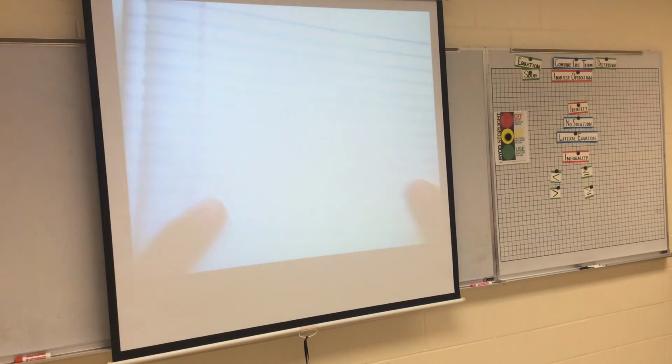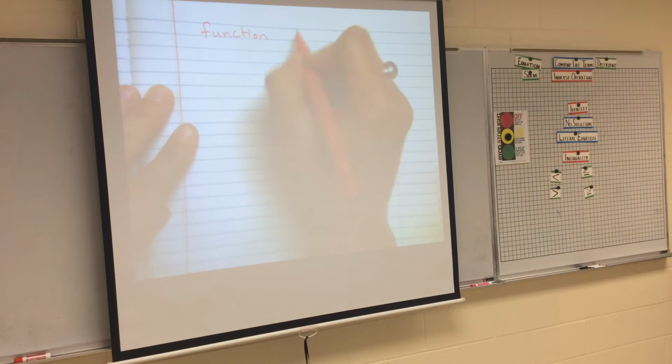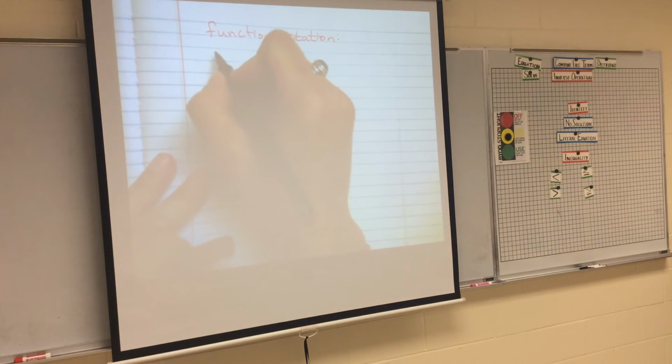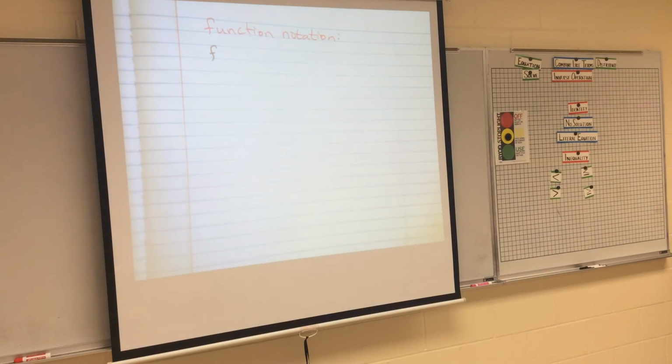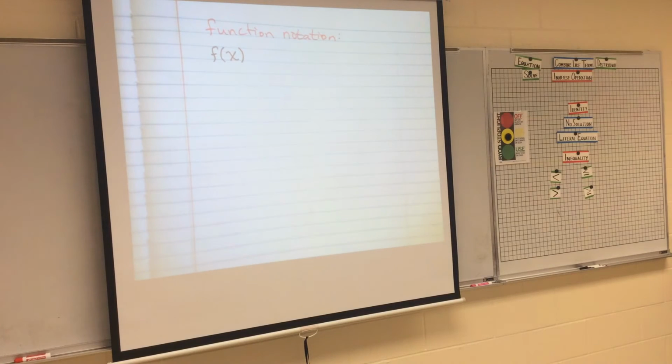Function notation. Hold on. Function. Miss, I was in Algebra 1 last semester. Function notation. F, written like an italicized F, open parentheses, x, close parentheses. FX. Well, close. How do we say this?